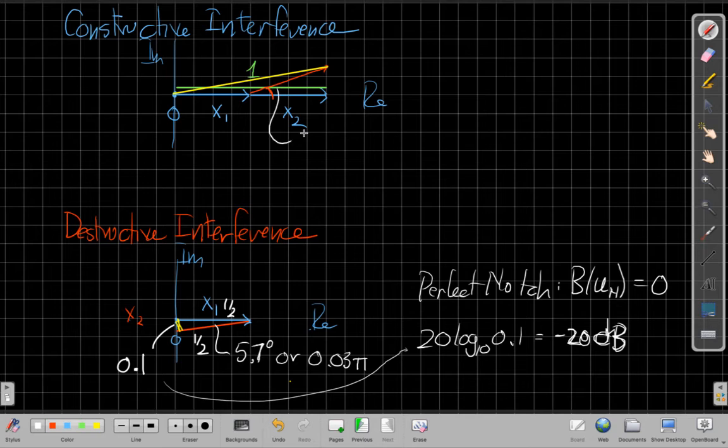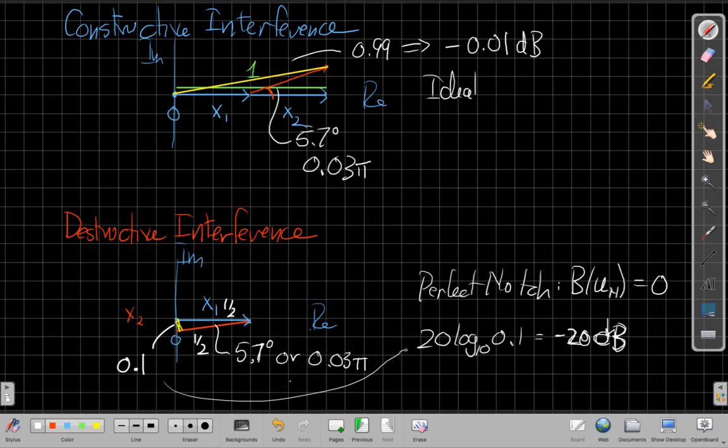But on the constructive side, if I have that same 5.7 degree error, or 0.03 pi radians, the constructive interference was supposed to be 1, and this will still be something like 0.99. So I've only lost a little bit of that. When I translate into dB, if I take 20 log of the result, it'll be about minus 0.01 dB instead of the ideal version. My nominal beam pattern in the look direction was supposed to be 1, which would be 0 dB. So in a dB sense, I've only lost a hundredth of a dB in the constructive interference, but I've had a big change in the destructive interference. What was a perfect notch that could have canceled anything is now only going to attenuate them by 20 dB. And maybe that's still enough, but that might be a problem.